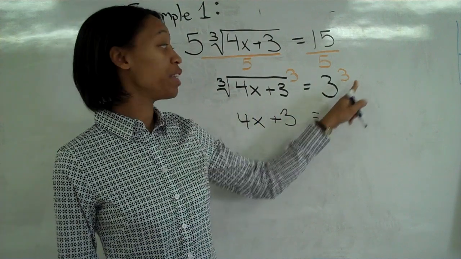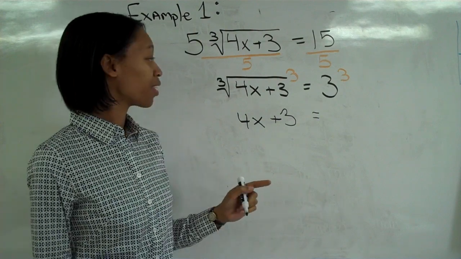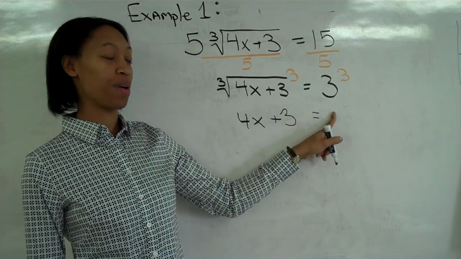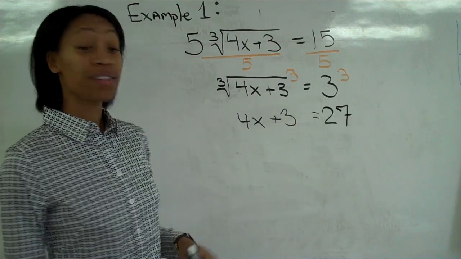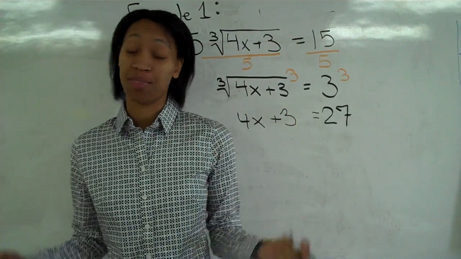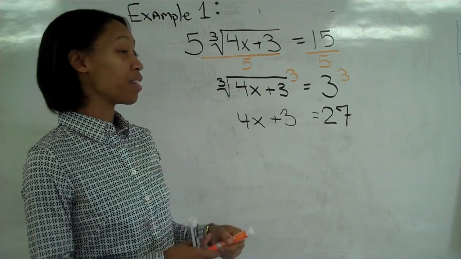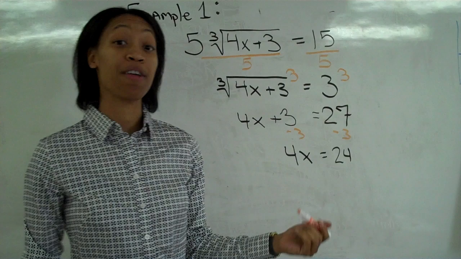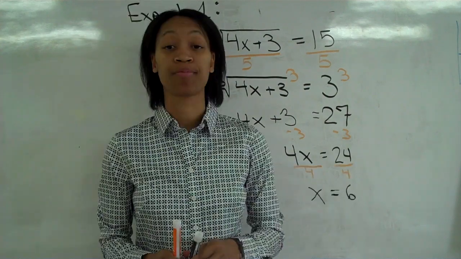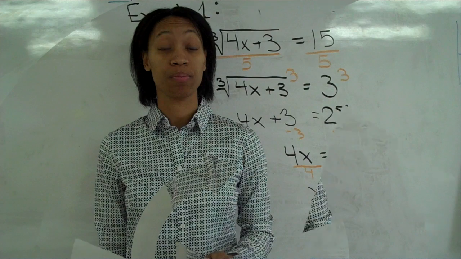And here I have 3 to the 3rd power. 3 times 3 times 3 is 81. And here I have 3 to the 3rd power. 3 times 3 times 3 is 27. Okay, so now it's easy for me to solve. I can just simplify and solve like normal from here. I'm going to subtract 3 to the other side and divide by 4 to get the answer. So x equals 6. Let's do another example.